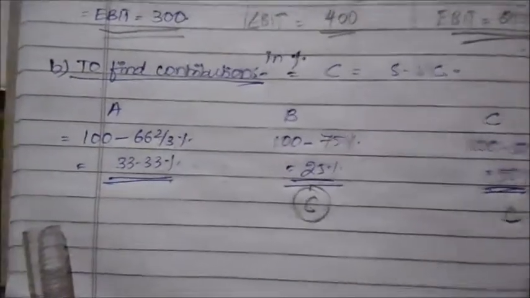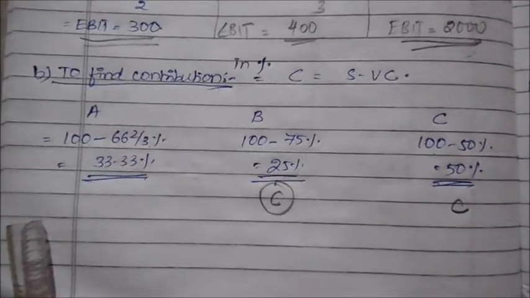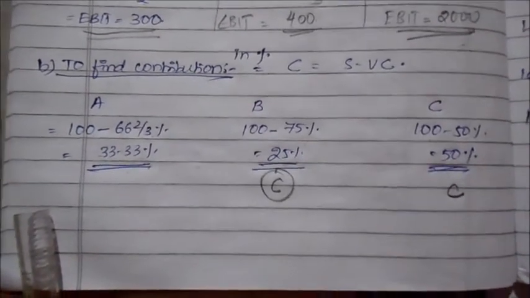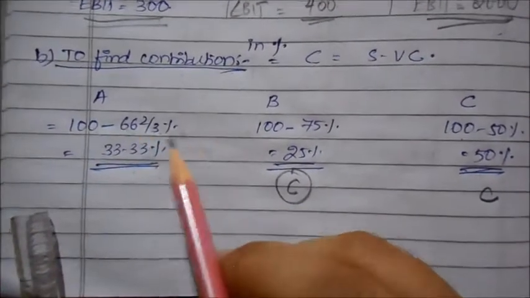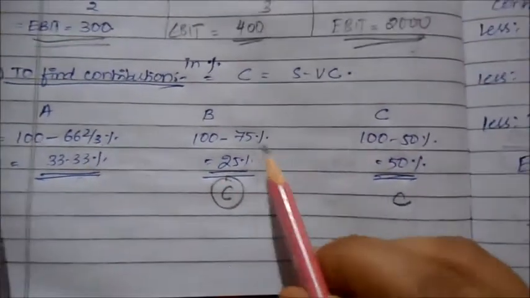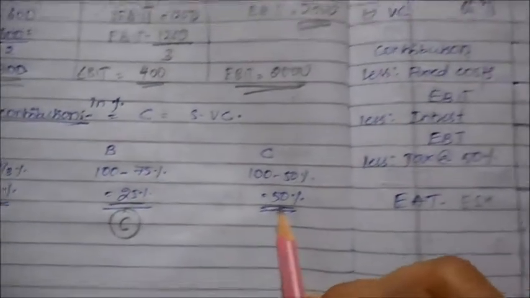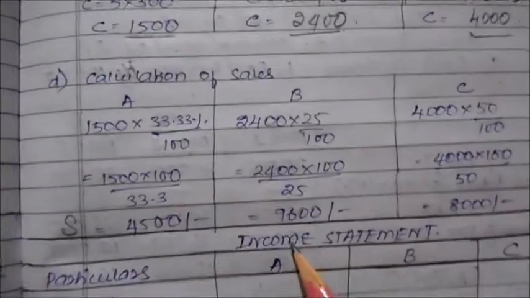Now what we are going to do is find the percentage of contribution in sales. This is what we are trying to find out. If variable cost is so much, what will be the contribution? We have these ratios. Now this particular ratio has to be computed in this formula. How?